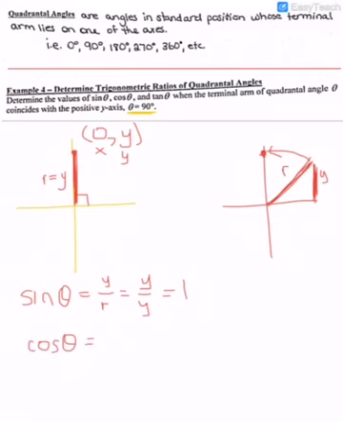Let's look at cosine then. Cosine is adjacent over hypotenuse, and this time adjacent is 0 and hypotenuse is r. So 0 divided by anything is 0. Then we have tan. Tan is opposite, which is y, over adjacent, which is x, so 0. But anything divided by 0 is undefined, and remember that would give you an asymptote on a graph. You can't divide by 0, so we call that undefined. So at 90 degrees, sine is 1, cos is 0, tan is undefined.